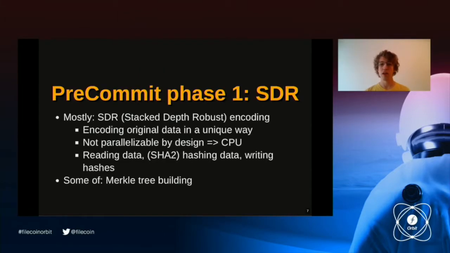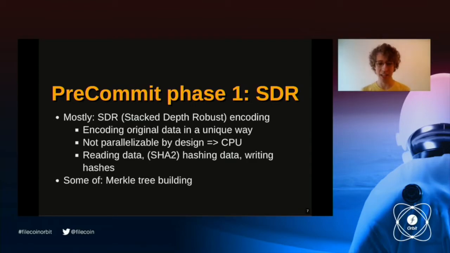So let's start with the pre-commit phase 1. This is about SDR. SDR stands for stack depth robust, and it's about encoding. So what we do here is we take the original data and encode it in a unique way. And here the important bit is the unique, because if you do the process again on the same data, you will get another replica copy that is again unique. And this is part of the whole process because we want that people store unique copies of the data.